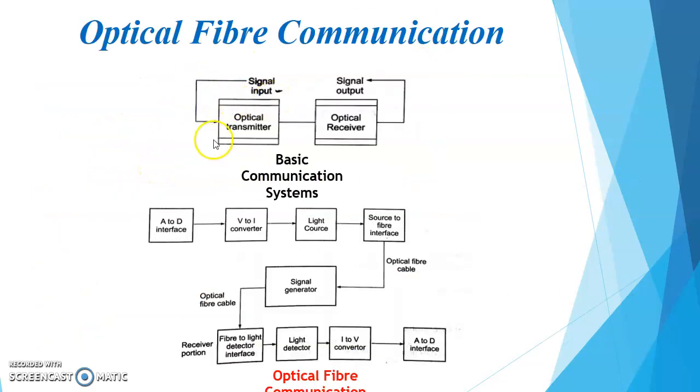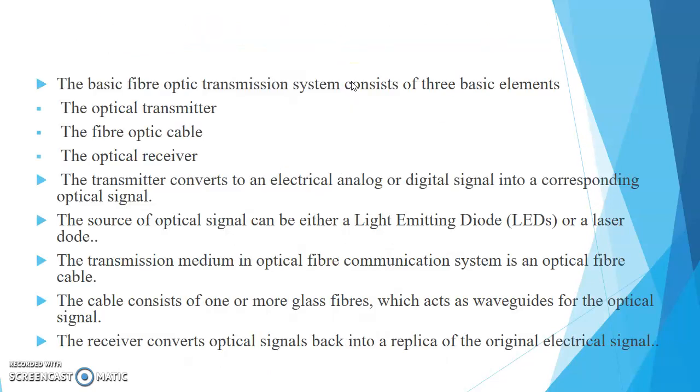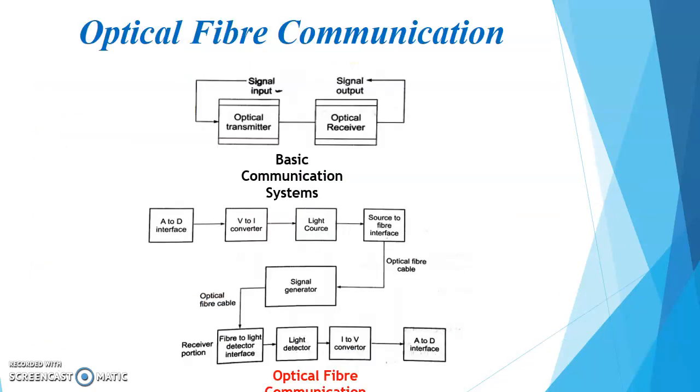Here in this system you can see we are going to transmit the information, which is nothing but an input signal. Whatever information is collected inside the receiver is the output signal. Next, this is the basic optical fiber communication. Here you can see A to D interface, V to I converter, light source, source to fiber interface, signal generator, fiber to light detector interface, light detector, I to V converter, A to D converter.